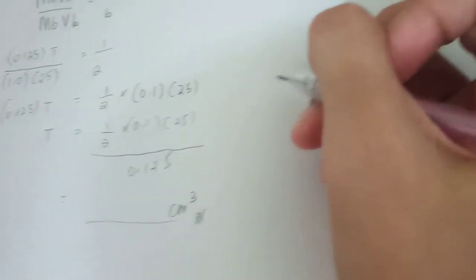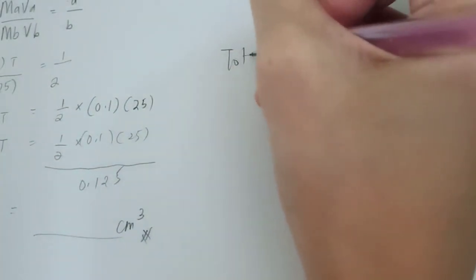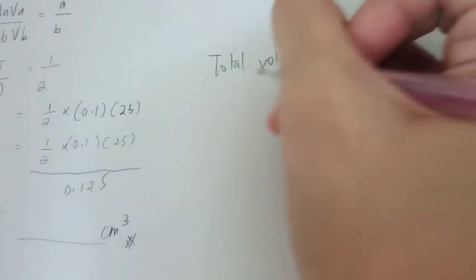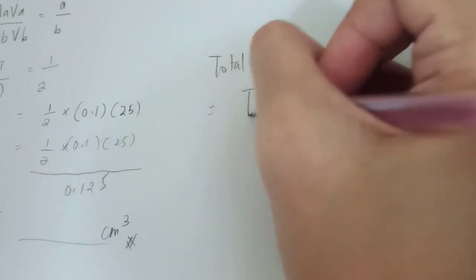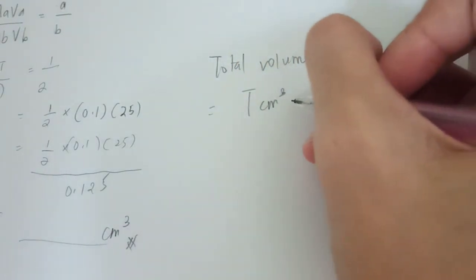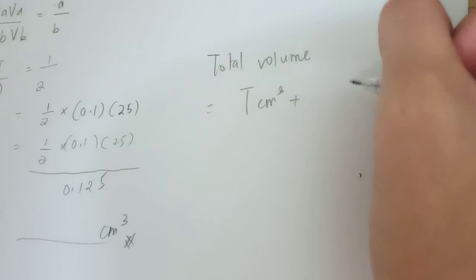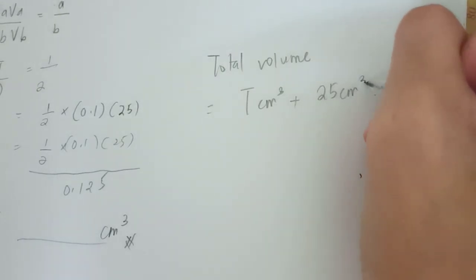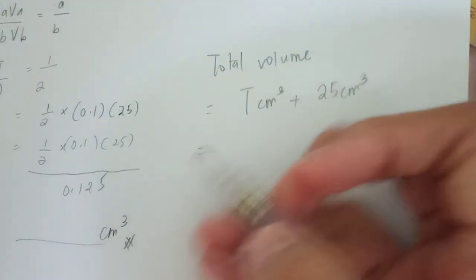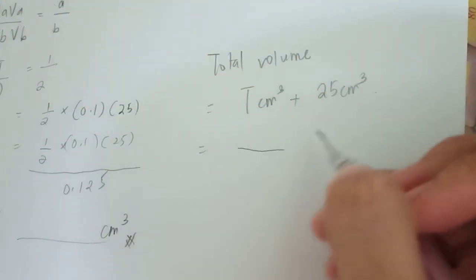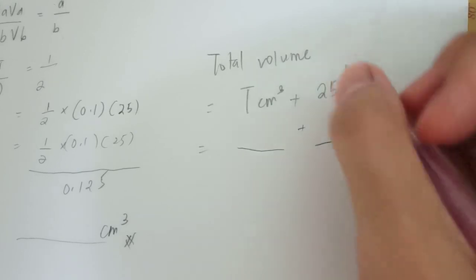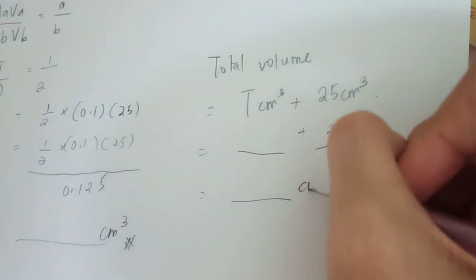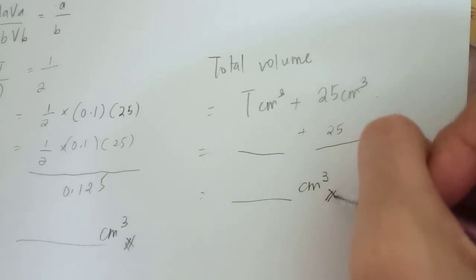Now because we want the total volume, total volume in the flask means we must plus T cm cube, the volume of acid, plus the volume of alkali, which is 25 cm cube. So once you get your T value, you substitute here and then plus 25, and then you get your answer in cm cube.